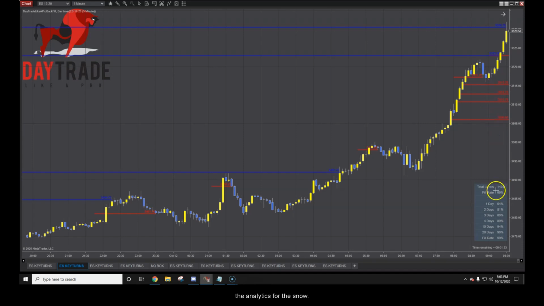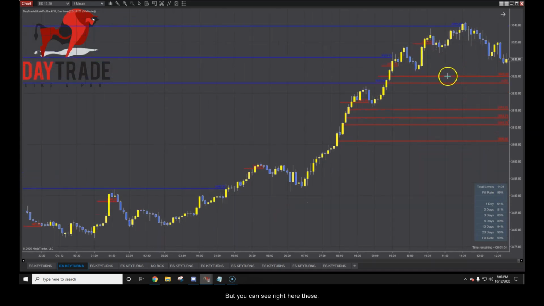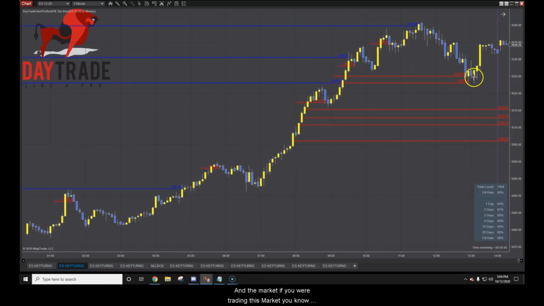But you can see the analytics for this has over a year, almost 1,500 levels, a 99% fill rate. There's so many ways that you can use this. But you can see right here, these areas, and the market, if you were trading this market, it ended up coming back right into here, and then coming off of that again.